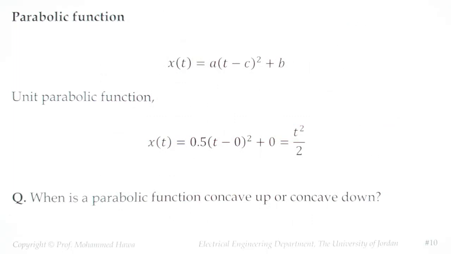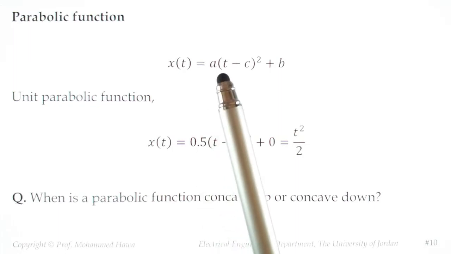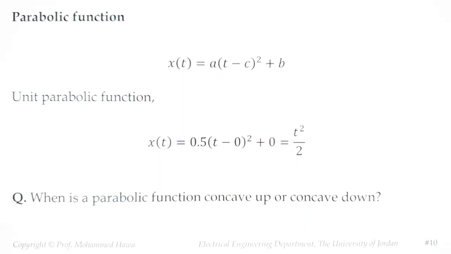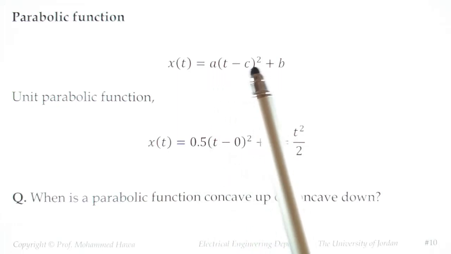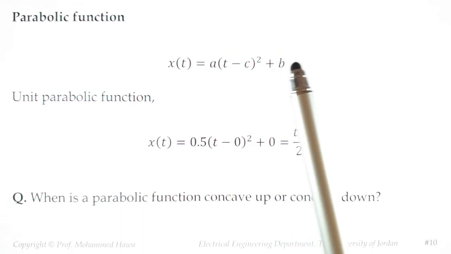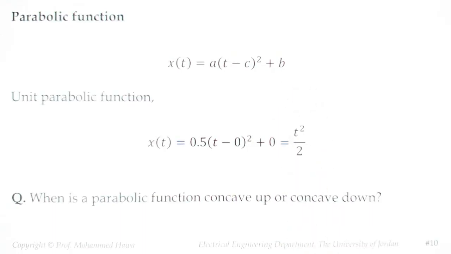Moving on, another curve that we're interested in is the parabolic function. Notice instead of t, I'm going to use t square. T square, that's the parabolic function. However, I could have some constants associated with the t square. For example, this scaling constant a, this shifting constant minus c, and this shifting constant plus b. And this one is called the parabolic function.